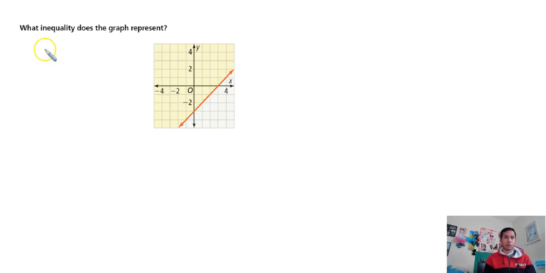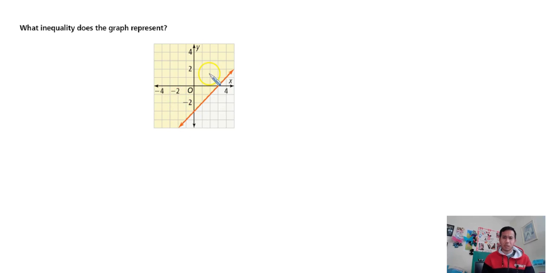We do also have this one. What inequality does the graph represent? So of course we are going to create an equation based on the graph. The graph gives you information about the inequality already. What does the solid line tell you about the inequality?